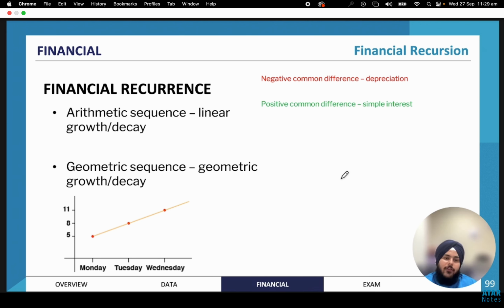Okay, so now we'll look at financial recurrence. When we're looking at financial recurrence, there can be two particular scenarios. We can either have depreciation, which is a negative scenario where the values are decreasing over time. Or we can have a simple interest scenario where the values are increasing over time. Simple interest will depend on whether you have simple interest on a loan or whether it's an investment. But usually, if it's an investment, we will have simple interest, which means that the value is increasing by a certain amount every time.